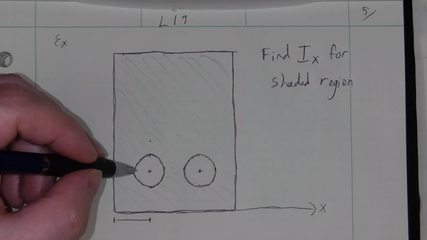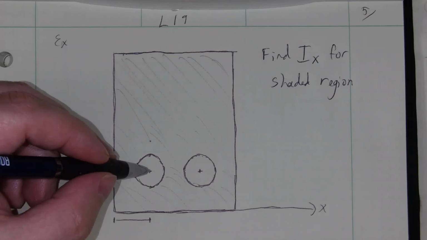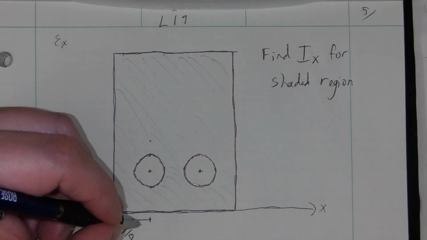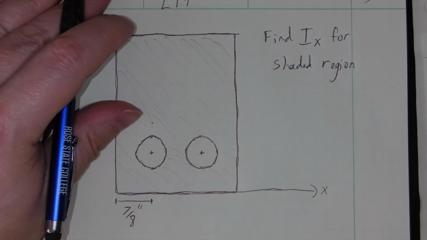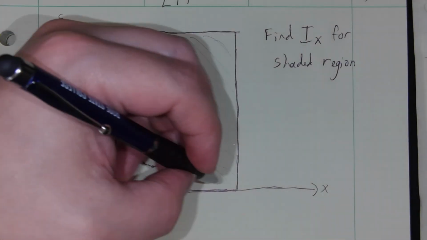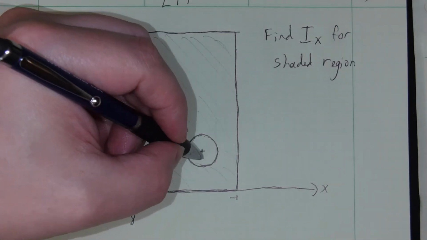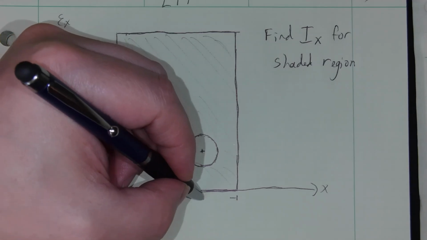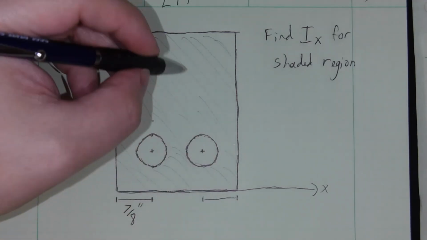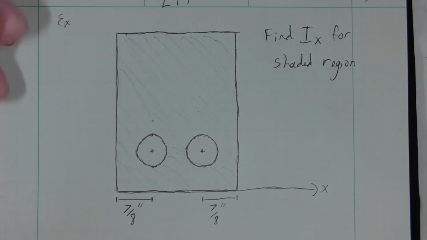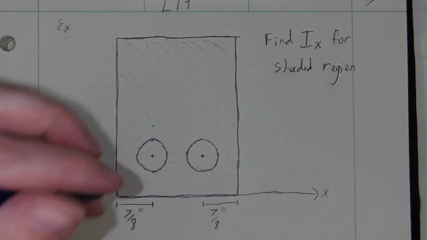So that's 1, 2, 3/4 plus an 8, so that's 6, 7. That's going to be 7/8 of an inch from that edge. And the same thing over here. Maybe not the best way to define it, but it's symmetric. I could put a line of symmetry through here, but we're just going to say that's 7/8 of an inch from that side.